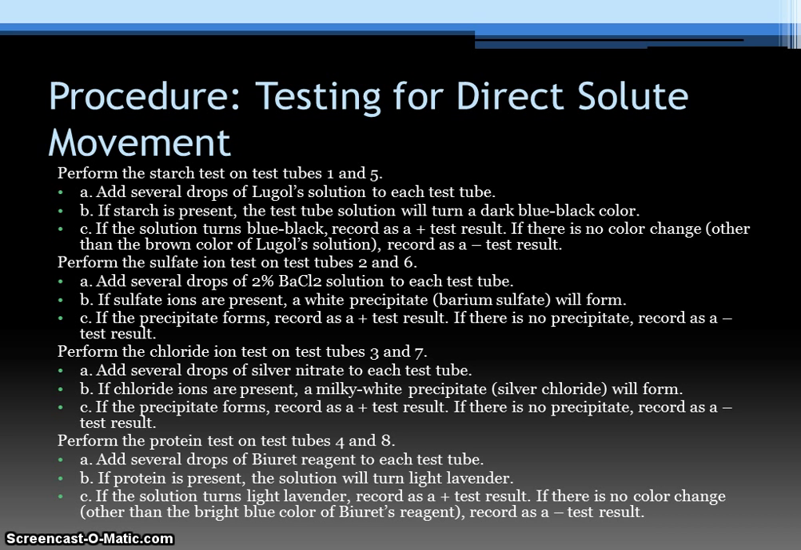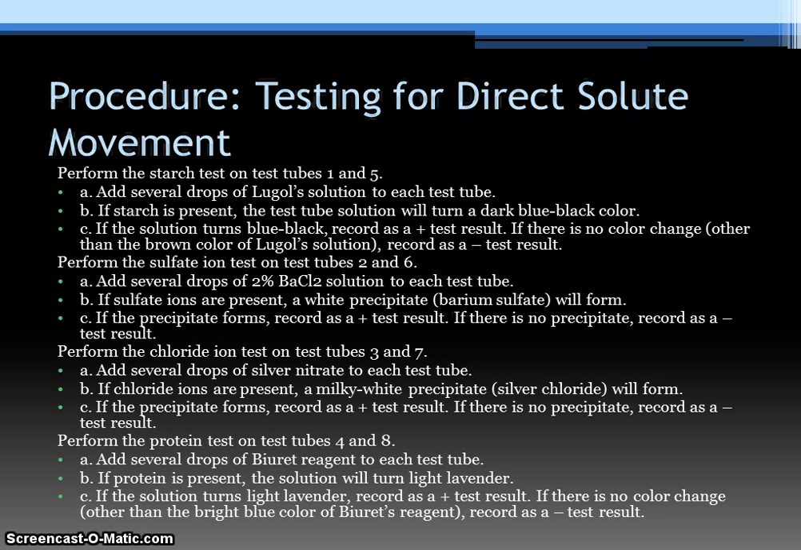After that, we would perform a chloride ion test on test tubes 3 and 7. So we would add several drops of silver nitrate to each test tube, and if chloride ions are present, a milky white precipitate, also known as silver chloride, would have formed. If the precipitate would form, we would record it as a positive result. If there was no precipitate, we would record it as a negative result.